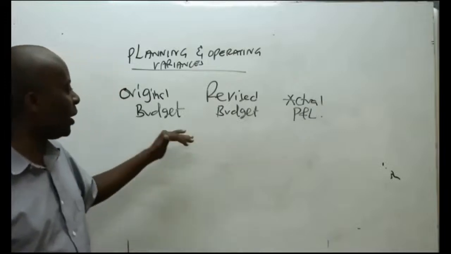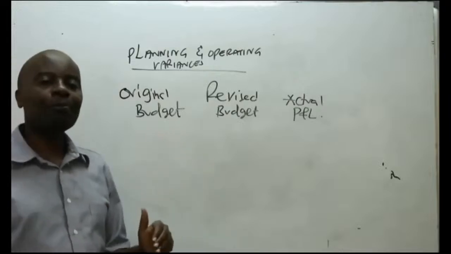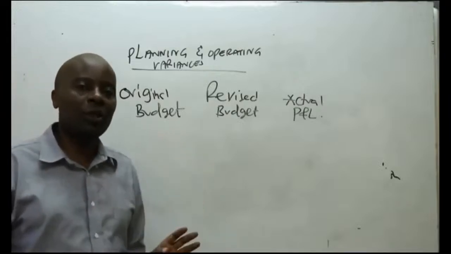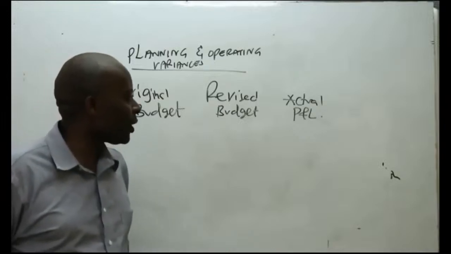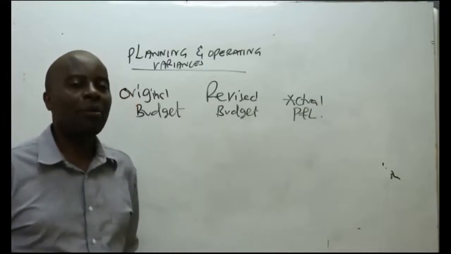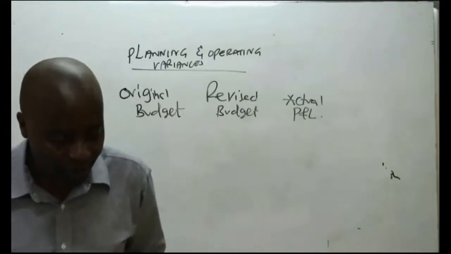Could you kindly write these 3 things? These 3 things are the bedrock of our discussions today. Today we are not going to discuss so many things. We have the original budget, we have the revised budget, we have the actual profit and loss. Kindly write the 3 things there.